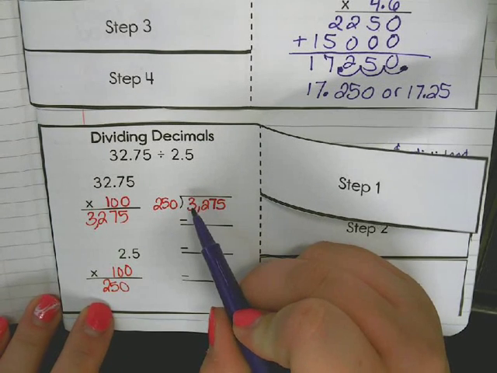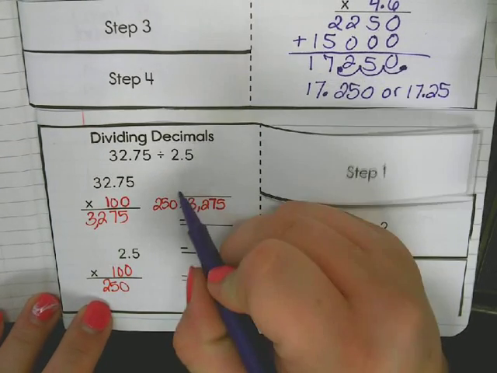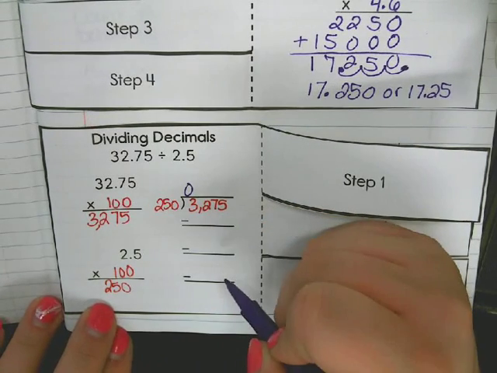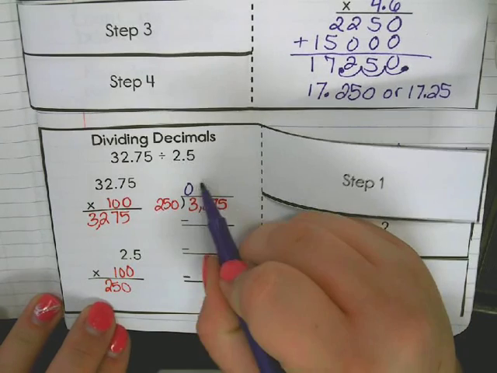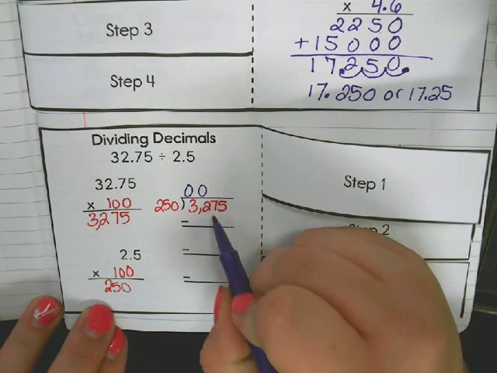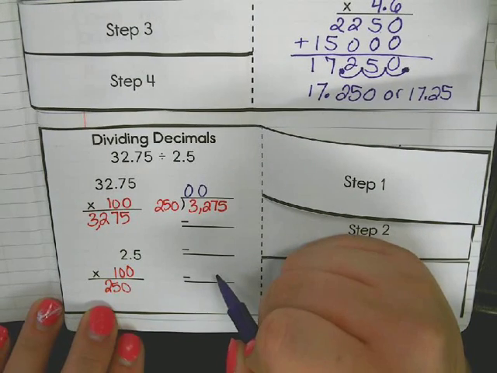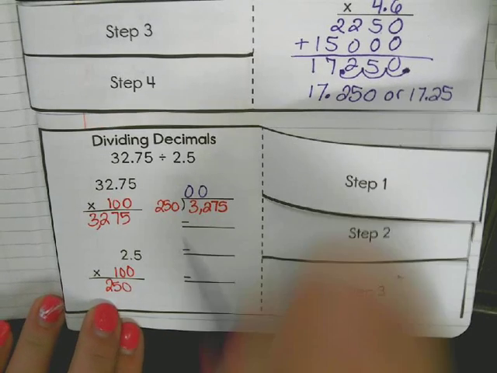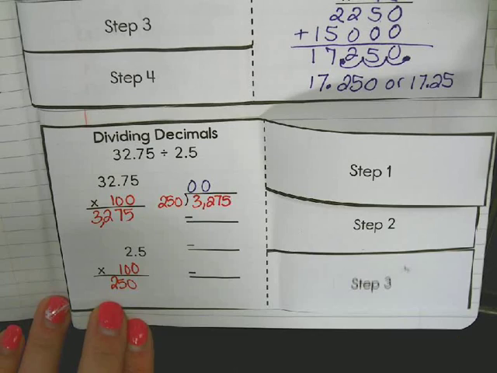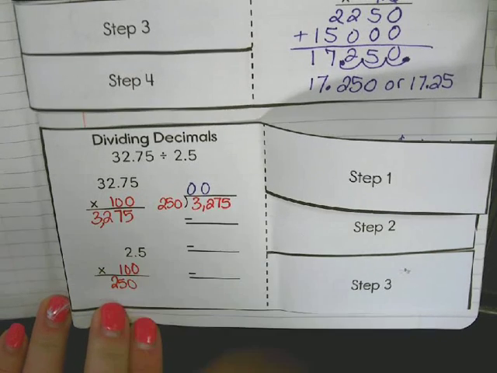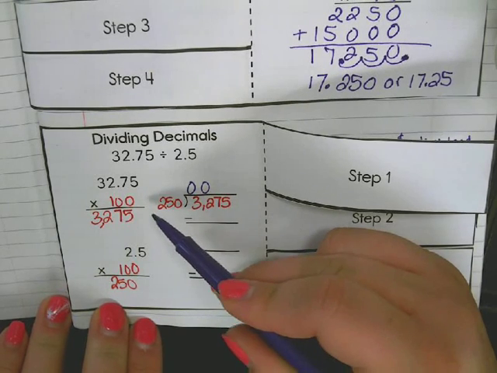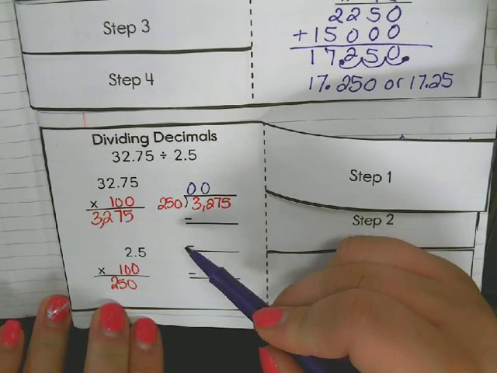0 times. How many times does 250 go into 32? 0 times. How many times does 250 go into 327? 12? Well, 12 times 250 is going to be a lot more than 327. You can't just look at 25, Adrian. You have to look at 250. That's not on your multiplication chart. So how many times is it going to go in?